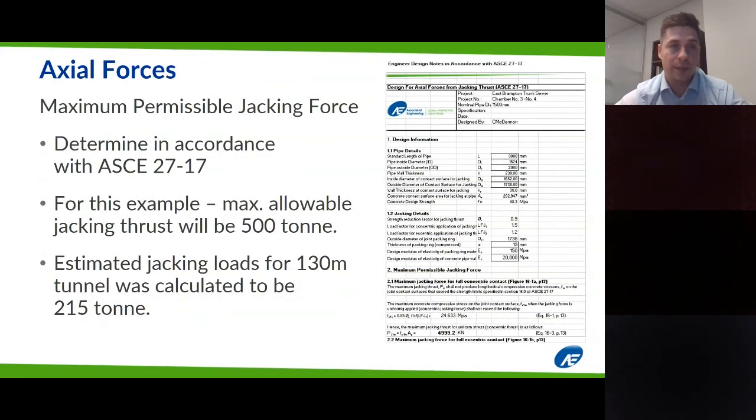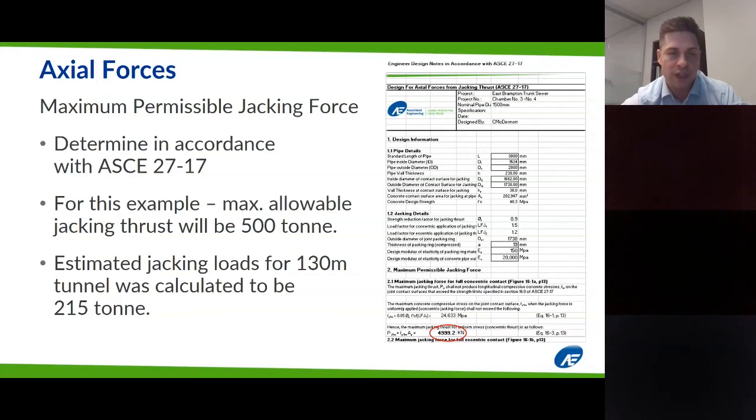So then you take this and you compare this to your axial forces of your pipe, or your permissible jacking forces for your pipe. And this is determined in accordance to ASCE 27-17. And so this is what we had done for this example. We'd used a typical C302 pipe and determined what type of jacking loads can be exerted on this pipe that are allowable. So for this example, we'd taken the typical C302 pipe and looked at the jacking forces, and we had about a 500 ton that was allowable. So looking at the other example we had previously, the estimated jacking loads for that was about 215 ton.